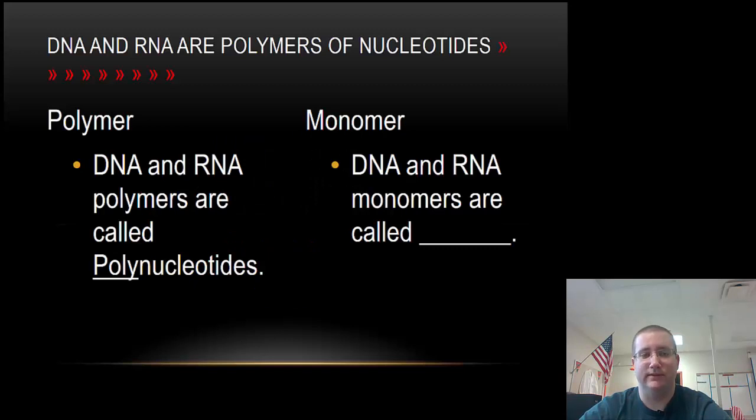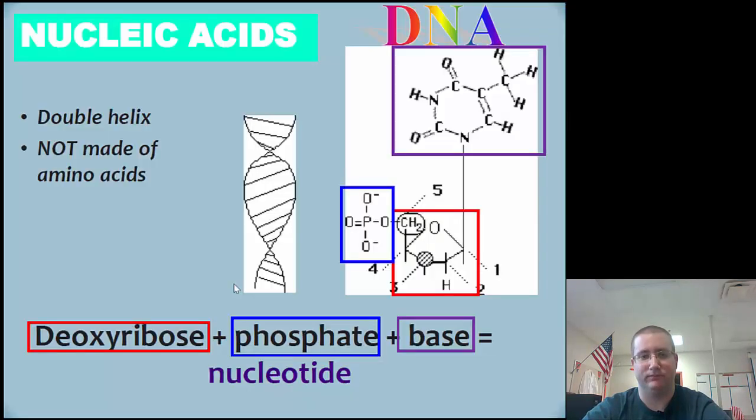Some of the things that you should already remember is that DNA and RNA are both polymers, so they're made up of smaller units, which are called nucleotides. So we can also call DNA and RNA polynucleotides because they're made up of a bunch of smaller subunits called nucleotides. Those monomers, those small building blocks that we link together, are called nucleotides. And there's a slight difference, once again, between the DNA nucleotides and the RNA nucleotides.